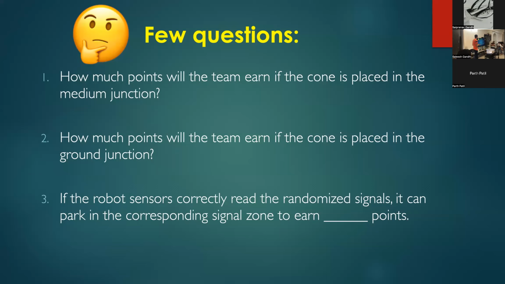Now the question. First question: how much points will the team earn if the robot parks in the media? How much points will the team earn if the robot parks in the ground? And third, if the robot sensors correctly read the randomized signal, it can pass in the corresponding signal to one destination. 10. Yes, correct. Excellent.